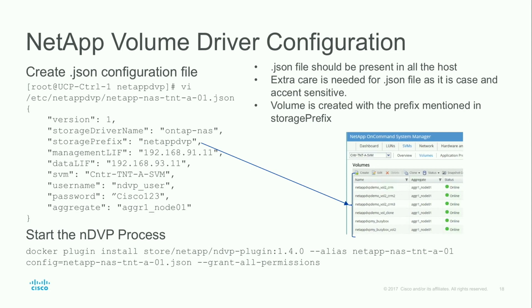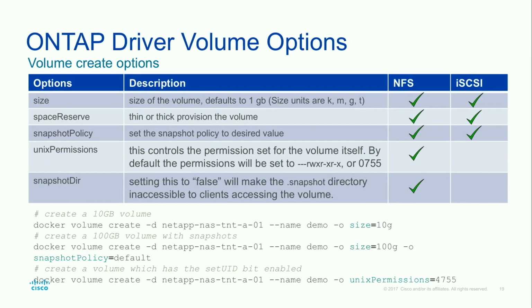Once your Docker environment is set up, you need to create a configuration file where you specify the management LIF and the user credentials to get into the filer, and use the Docker plugin install command to set up the plugin. To set it up on the rest of the nodes, you can run the same command using Ansible. It's available for NFS and iSCSI. You can specify parameters. Currently, you can specify a size, space reserve like thick or thin provisioning for that volume, and any snapshot policy you have. If you want to give your volume more security, you can set up Unix permissions for it while you're creating it.